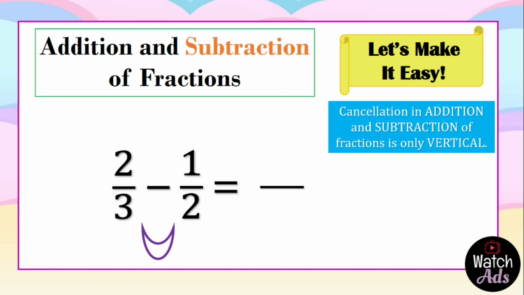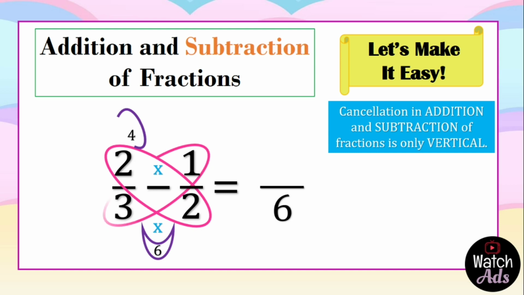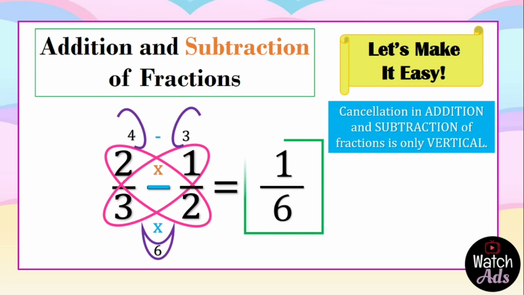Again, we multiply the denominators, gives us 6. And then we multiply 2 and 2, that gives us 4. We multiply 3 and 1, it gives us 3. Since our process is subtraction, we subtract 4 less 3. It gives us 1. 1/6 is in the lowest term, therefore it is our final answer.